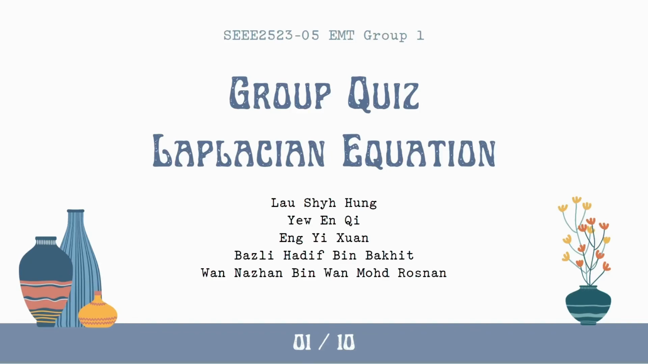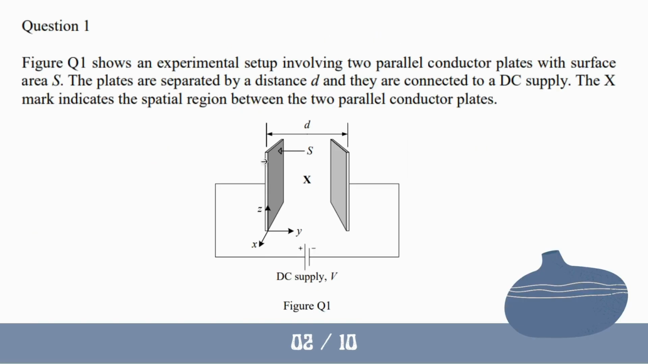Hi everyone, this is a short video to present the questions about Laplacian equation. For question 1, the figure Q1 shows an experimental setup involving two parallel conductor plates with surface area S. The plates are separated by a distance d and they are connected to a DC supply. The S marks indicate the special region between the two parallel conductor plates.